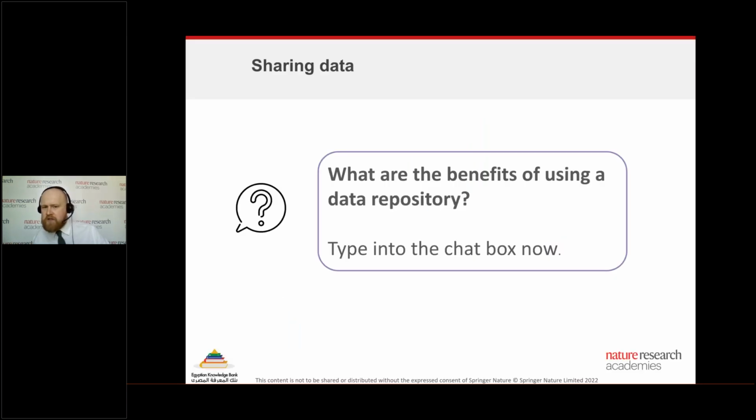Let me ask the audience a question. What are the benefits of using a data repository? Please write your suggestions in the question box.